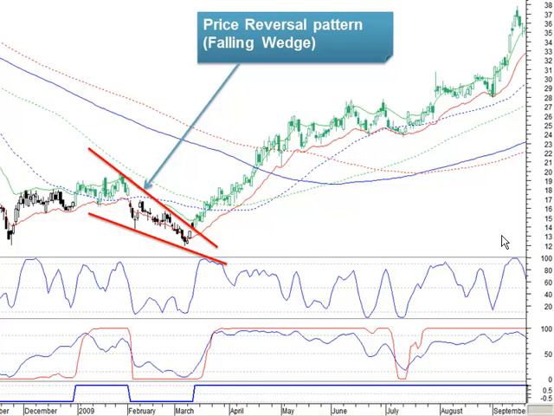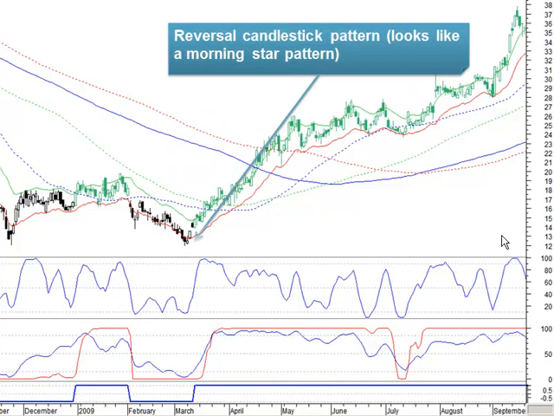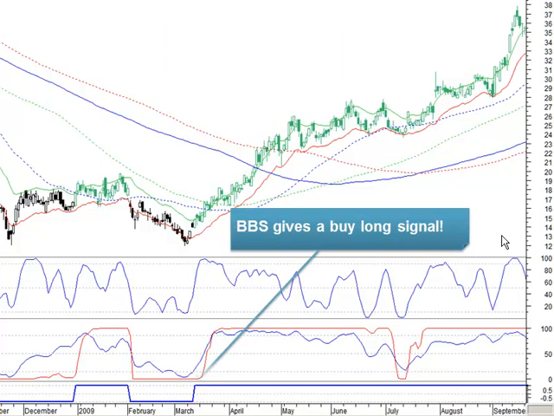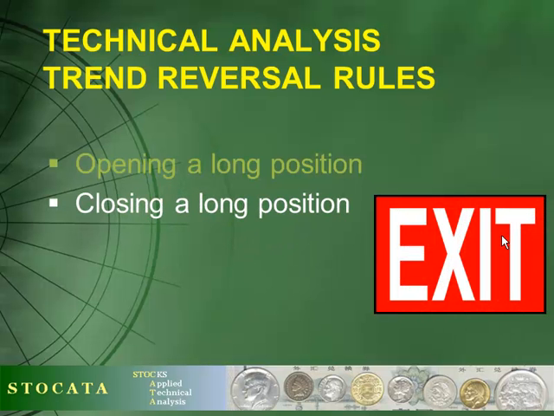A price reversal or continuation pattern is visible in the price chart. A reversal candlestick pattern is visible at the last pivot low. And BBS gives a buy long signal. Let's talk about closing a long position. And of course, the more rules that apply, the more chance for a reversal.